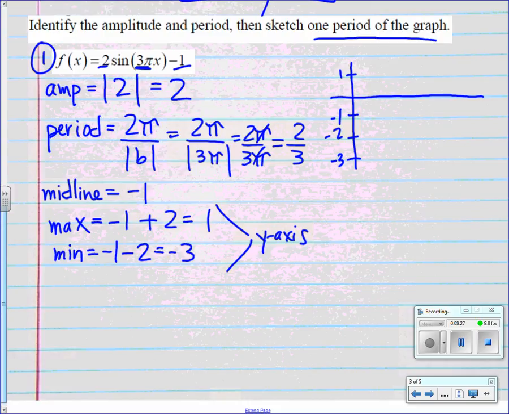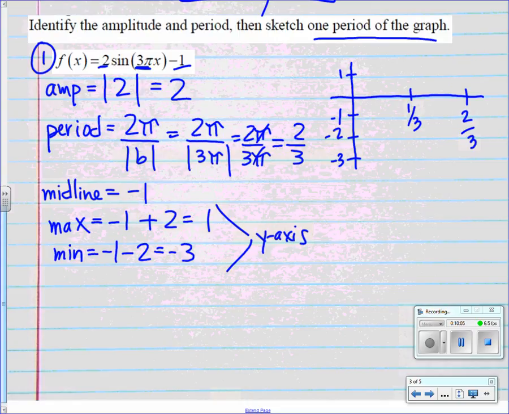And the period is 2/3. So I'm just going to go over, and it can be however far I want to make it. You'll see why in a minute. I'll show you. So I'm going to say, okay, this is where the one wave will end, and I'm going to label this 2/3. And if I label that 2/3, you need to do half of that distance. Always do half. So it's half of 2/3, 1/3. Right? Half of 2/3 is 1/3.